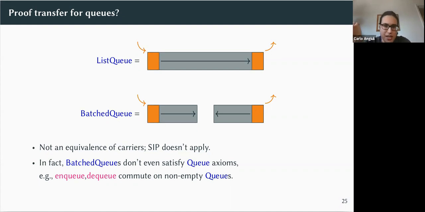And what I mean by that is if we wanted to impose axioms on Qs, a natural axiom would be: if a Q is not empty, then it doesn't matter if you NQ then DQ or you DQ then NQ. The batch Qs actually don't satisfy this equation. The reason is that a DQ can cause the front to get flipped before or after you add something else to the Q. So of course you've got the same logical Q, but the place where the gap is located may change depending on the order of the operations.